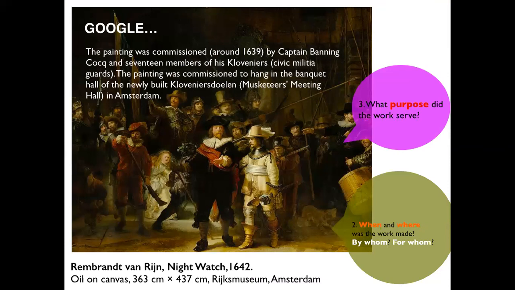For example, this painting called The Night Watch by Rembrandt in 1642 is a very large painting in the Rijksmuseum, Amsterdam. The painting was commissioned by Captain Banninck Cocq and 70 members of his guard. The painting was commissioned to hang in a banquet hall of the newly built hall in Amsterdam. And then you can see this is a commissioned work.